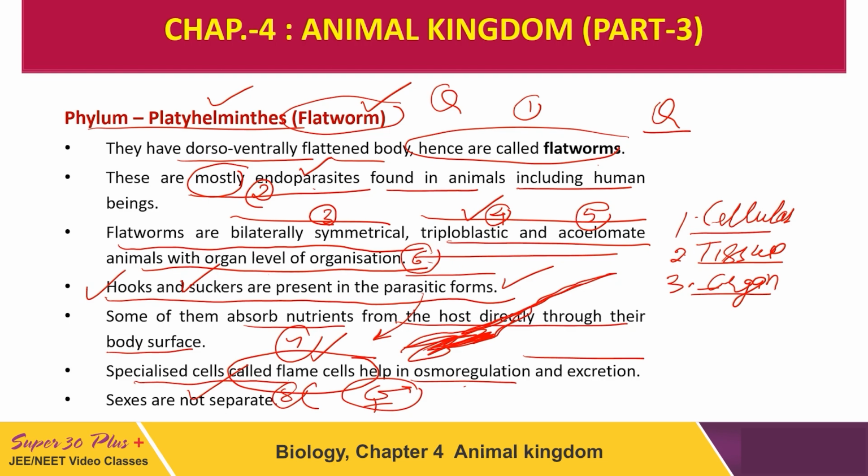Okay, this is part 3rd, Animal Kingdom, Chapter 4, Unit 1 of your 11th standard, Diversity in Living World.